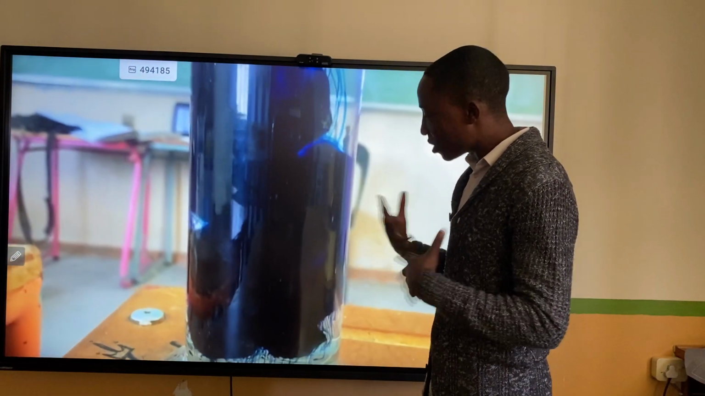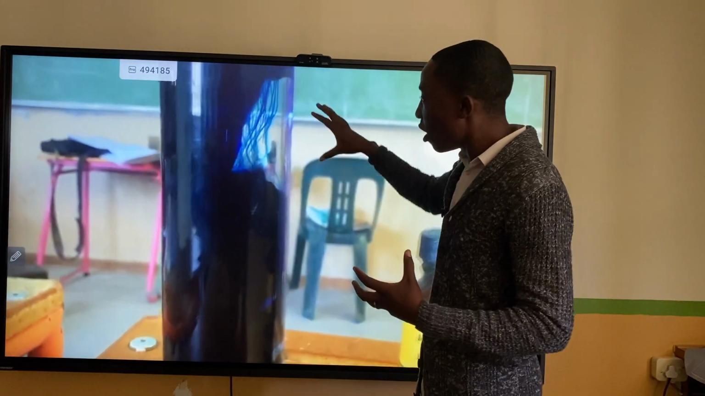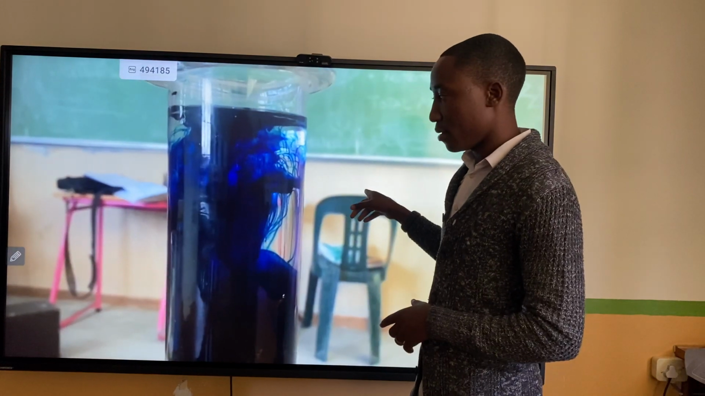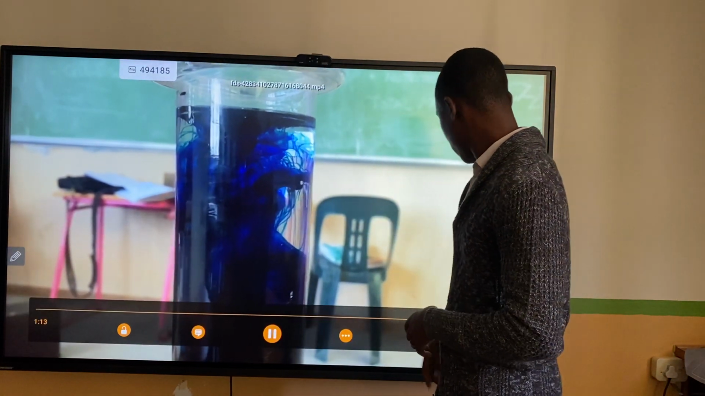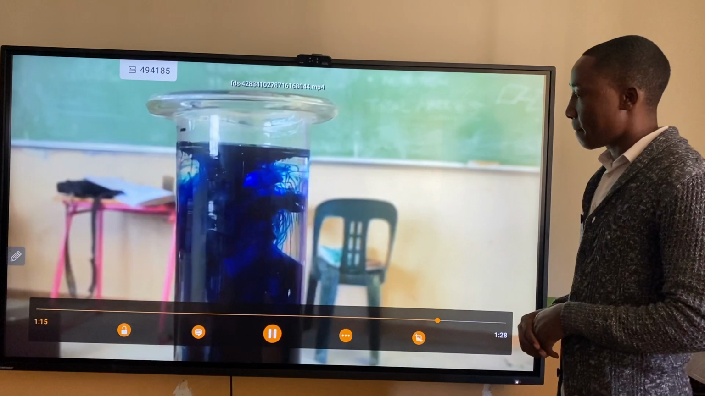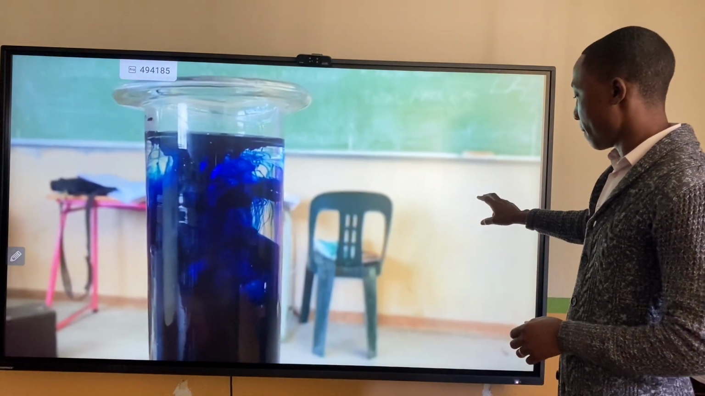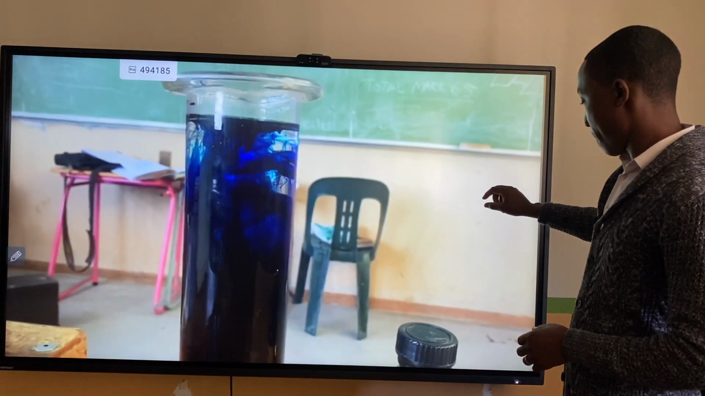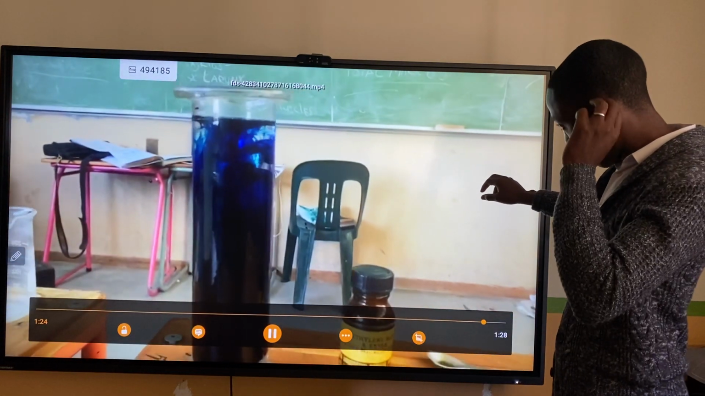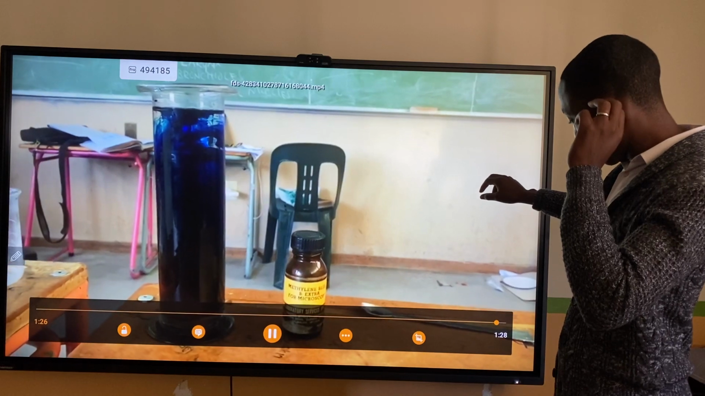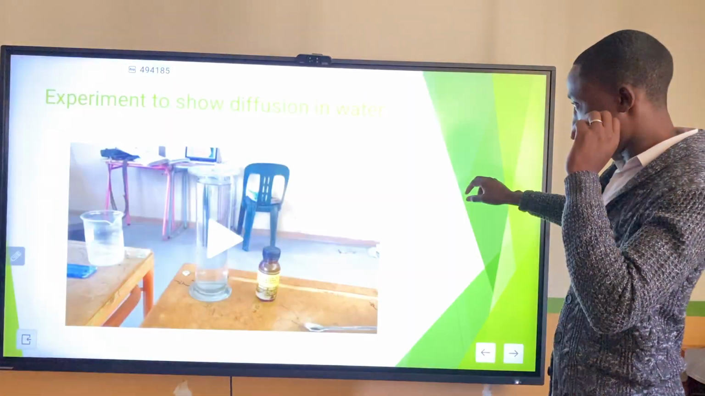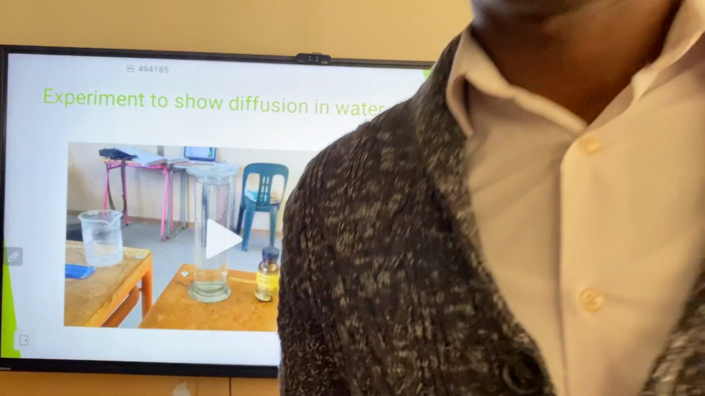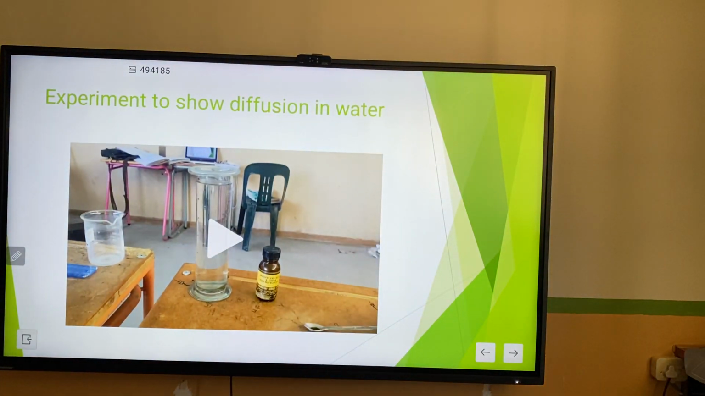And diffusion will continue taking place until all the methylene blue is evenly distributed all over the beaker. Equilibrium is a state where you will have equal distribution of these molecules all around this glass tube. Right? So that's it for today's experiment on diffusion. Good. Thank you.